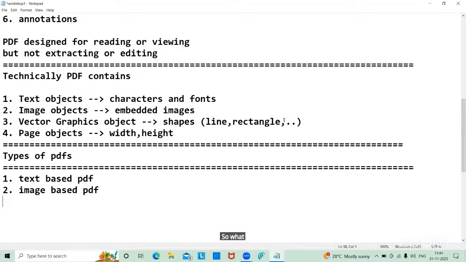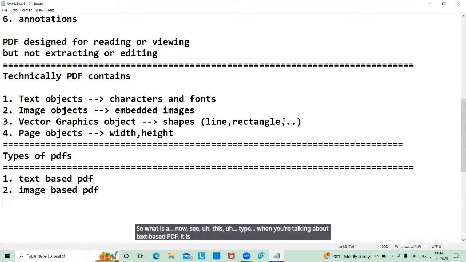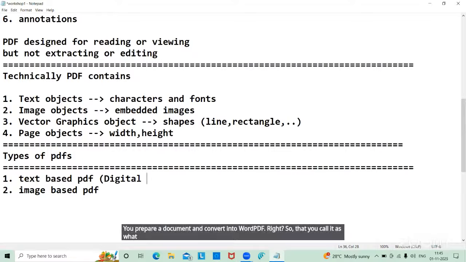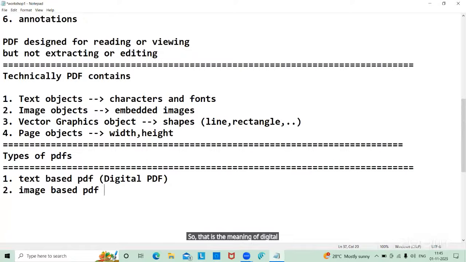Now see this type. When you're talking about a text-based PDF, it is a digital PDF. Digital means you prepare a document and convert that into what? PDF. So you call it a text-based PDF. That is the meaning of digital PDF.